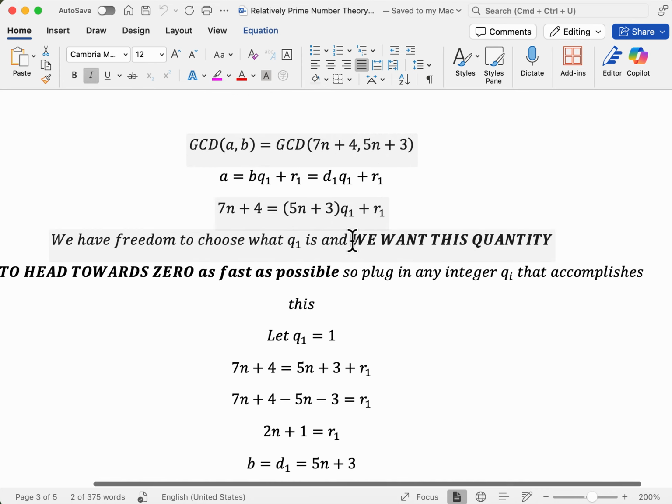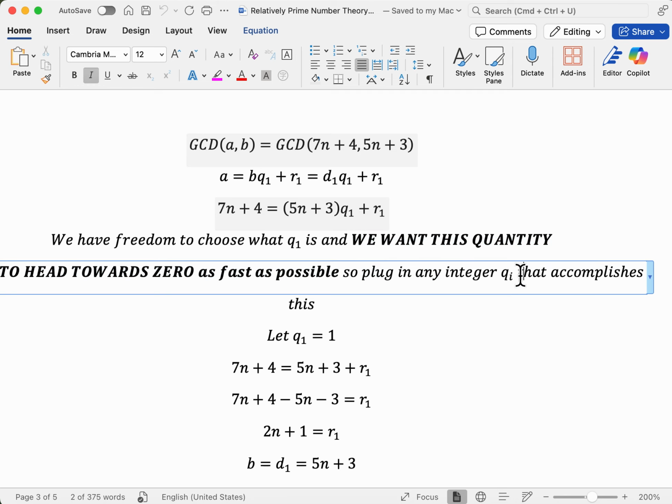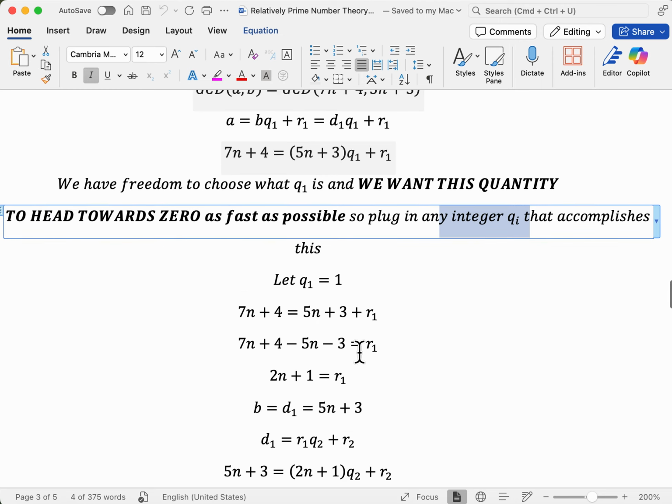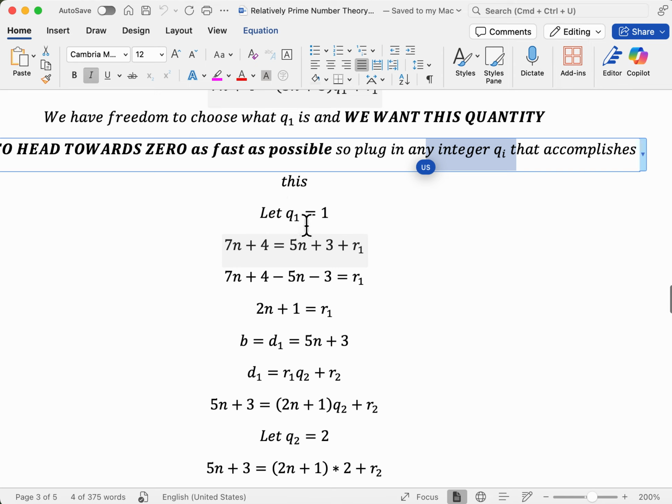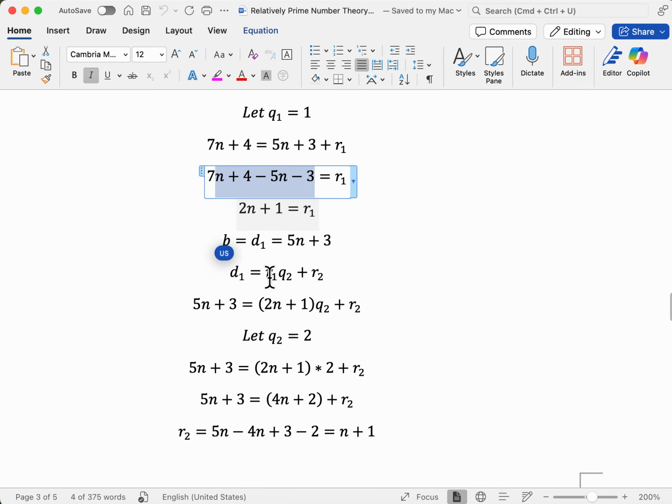Again, we want the remainder to head towards 0 as fast as possible. We have the freedom to pick whatever integer quotient qi we can use to make this happen efficiently. For this case, it's q1 equals 1. Take the difference of these terms, and you'll get 2n plus 1. Okay, now the new dividend will be 5n plus 3. The new divisor will be 2n plus 1.